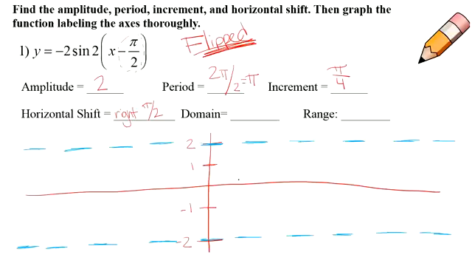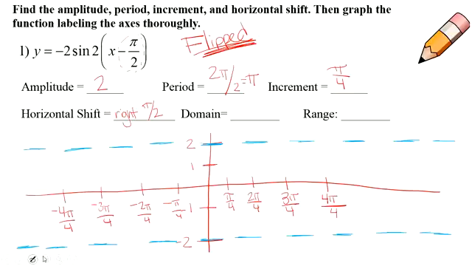So I'm going to go by pi over 4. So let's go pi over 4, 2 pi over 4, 3 pi over 4, 4 pi over 4. So that's one whole period, right? Because that's just pi. So let's go backwards. Negative pi over 4, -2 pi over 4, -3 pi over 4, and finally -4 pi over 4.